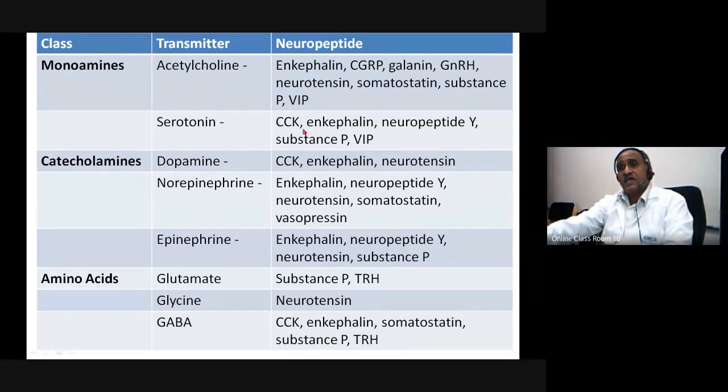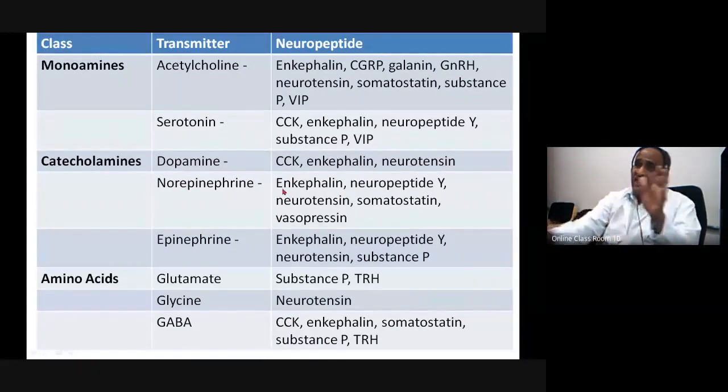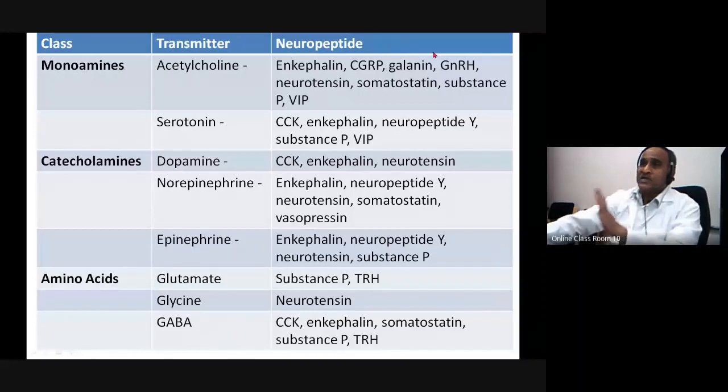Serotonin shares with the CCK, cholecystokinin, enkephalin, neuropeptide Y, and substance P and VIP. Dopamine with CCK, enkephalin, neurotensin. Norepinephrine shares with the, because why these different neuropeptides are there. These neuropeptides behave like neuromodulators. Precisely, they will enhance the activity of the primary neurotransmitters. They will be effective in the presence of these neurotransmitters. So I have listed them.